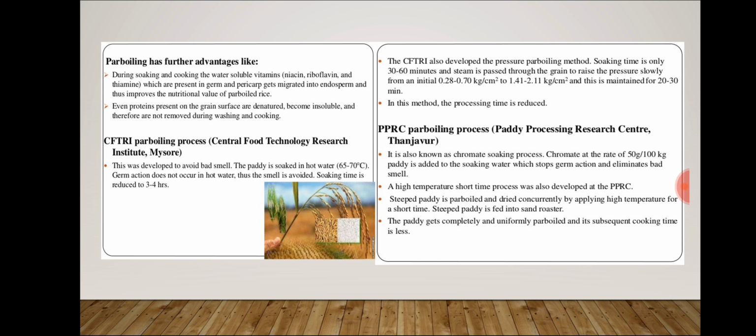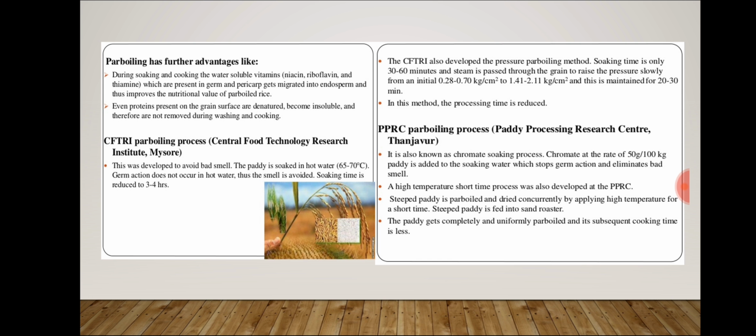CFTRI also developed the pressure parboiling method. Soaking time is only 30 to 60 minutes, and steam is passed through the grain to raise the pressure slowly from initially 0.28 to 0.70 kg per square centimeter to 1.41 to 2.11 kg per square centimeter. This is maintained for 20 to 30 minutes. In this method, the processing time is reduced.